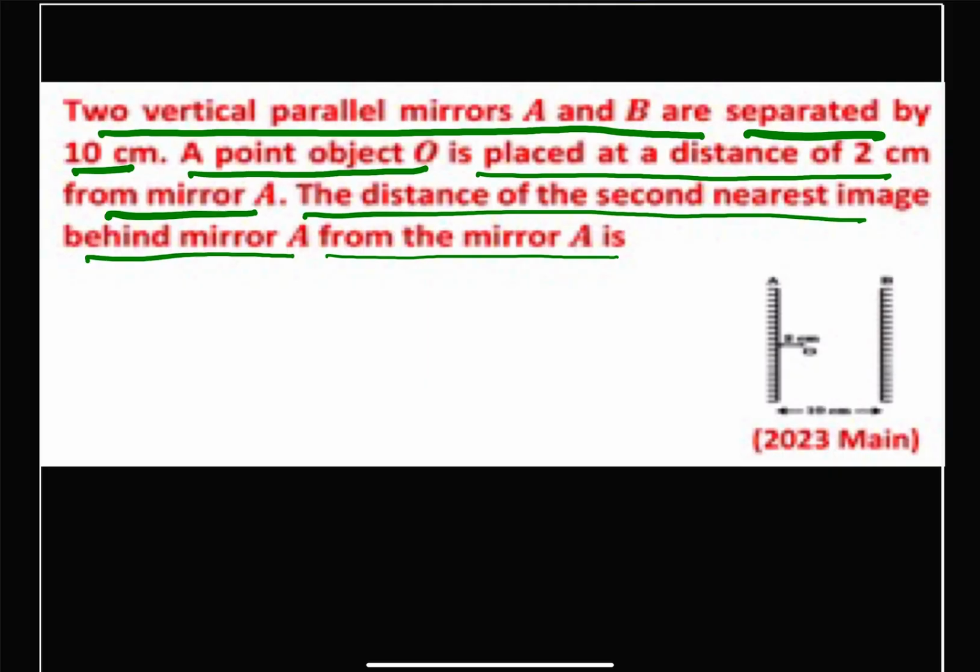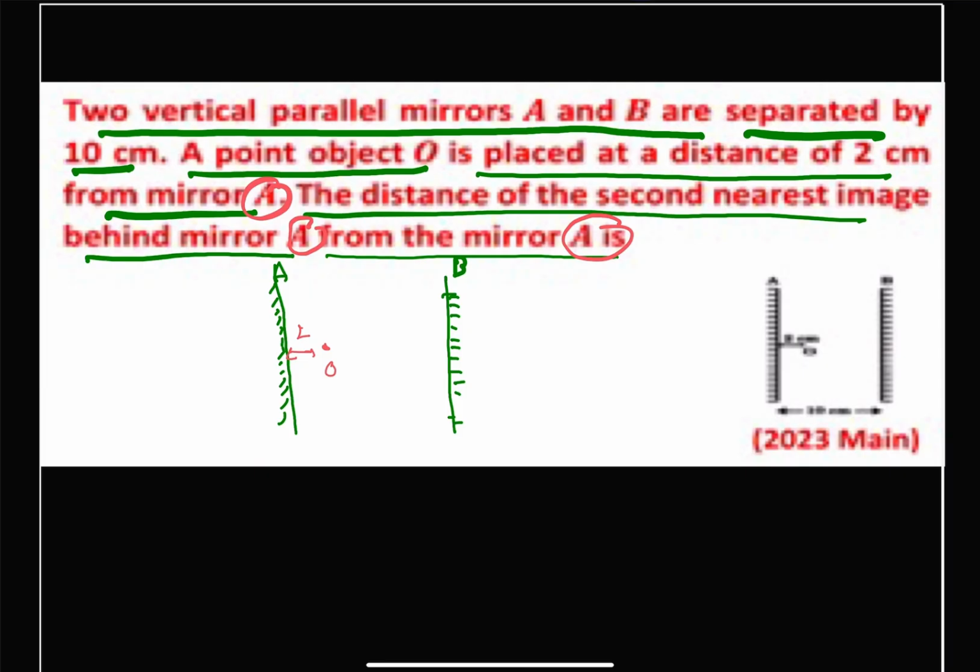Okay, let me draw this figure again. So this is our mirror A and we have mirror B, and the distance of the object is given with respect to mirror A, that is about 2 centimeter. So this is our object and its distance from the mirror A is 2 centimeter. And finally we have to calculate the nearest image behind mirror A, and that is also from mirror A. So everything is given with respect to mirror A and we have to calculate it with respect to mirror A.